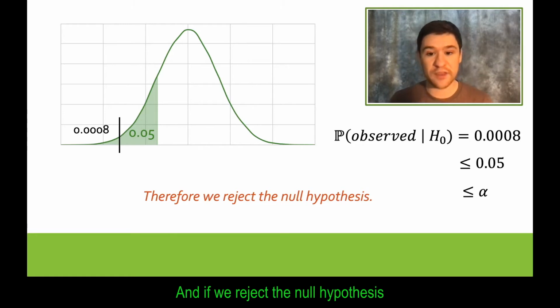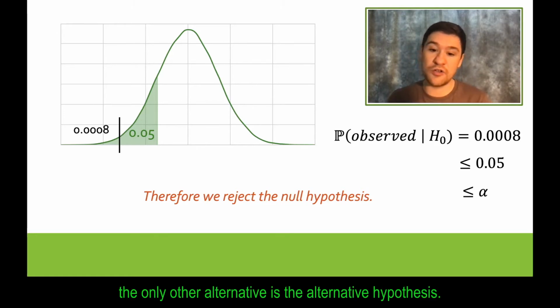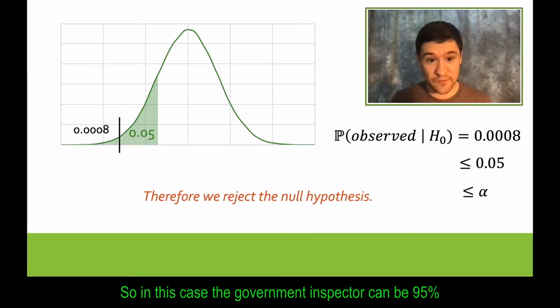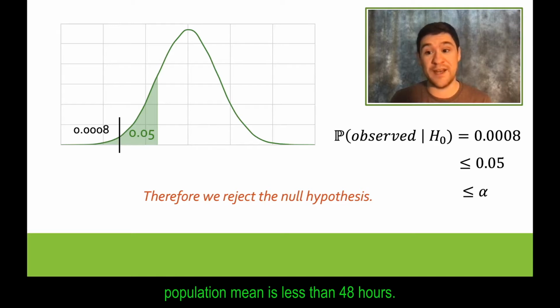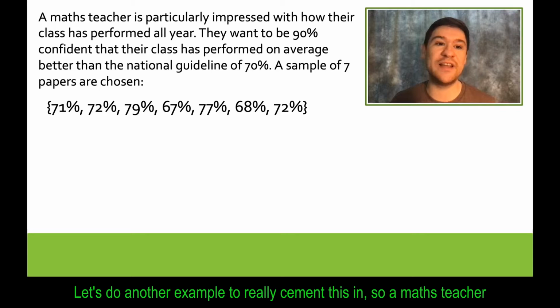And if we reject the null hypothesis, the only other alternative is the alternative hypothesis. So in this case, the government inspector can be 95% confident that this battery company is lying and their population mean is less than 48 hours. Let's do another example to really cement this in.